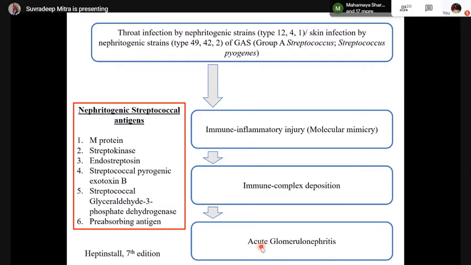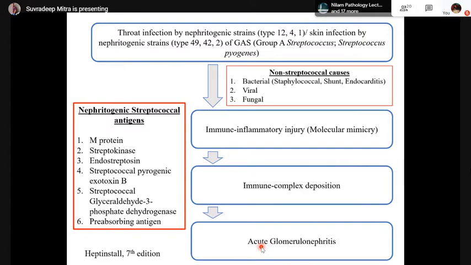Just to give you the names of these nephritogenic streptococcal antigens, the most common is obviously M protein. Other than that, streptokinase, endostreptosin, streptococcal pyrogenic exotoxin B, SPEB. These are the common nephritogenic antigens. Do not think that Streptococcus is the only organism which can promote this, but there are a lot of other bacteria, viruses, fungi, parasites which are the non-streptococcal causes of this acute glomerulonephritis. That's why we do not always say post-streptococcal acute glomerulonephritis.